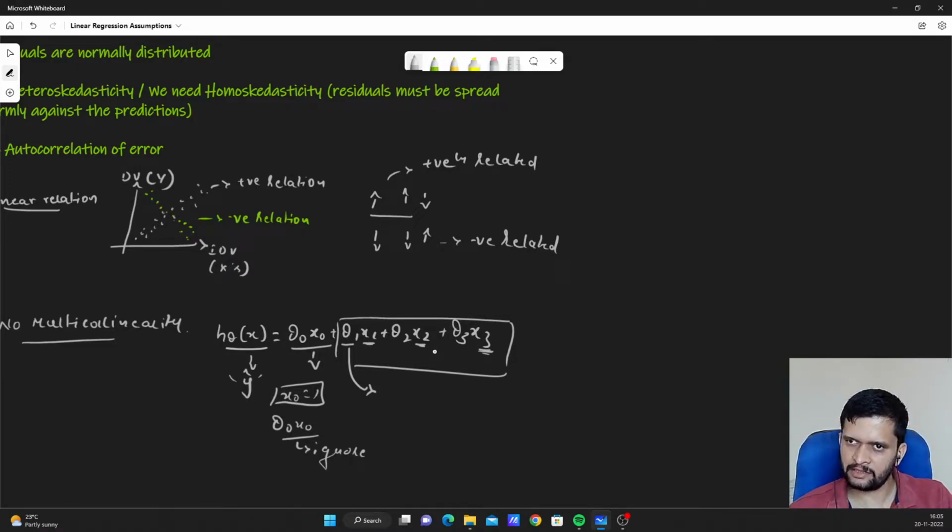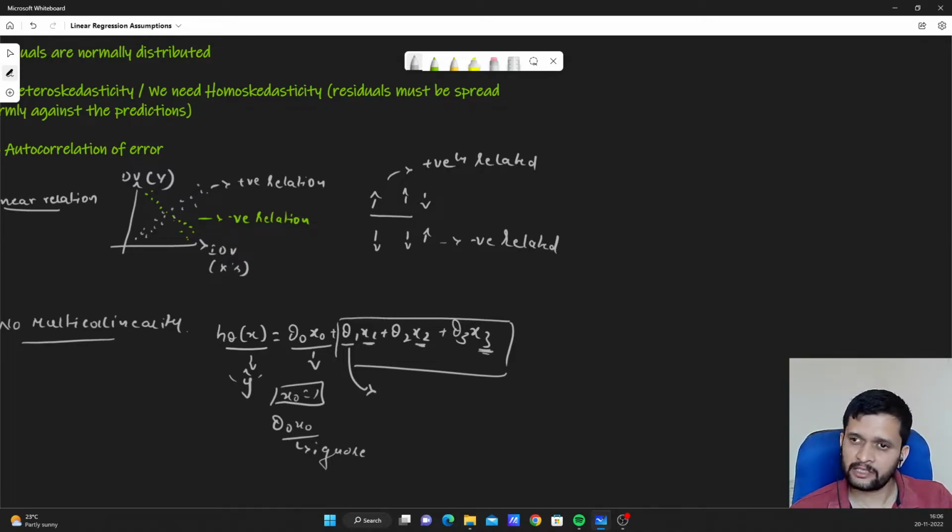So if this is the case, then we will say that x1, x2, x3 are not correlated with each other. If they are not correlated with each other, then we say that there is no multicollinearity. Okay, so this is the important assumption with respect to linear regression. That is, the independent variables, or the features, are not correlated with each other. If that holds true, then we say there is no multicollinearity.